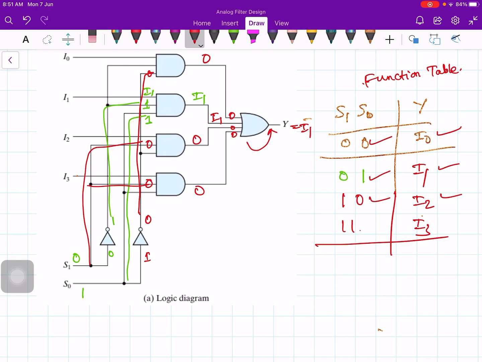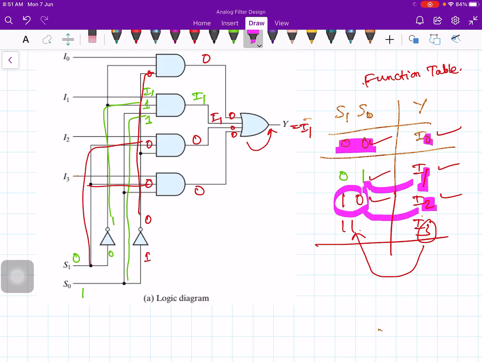Now look at the subscript. The subscript is 3, and the equivalent binary representation of 3 is 1 1. And look at I2, if you take the binary representation of 2, it is 1 0. Similarly 1 is represented as 0 1, and 0 as 0 0. That's it. So in that way you can remember this.